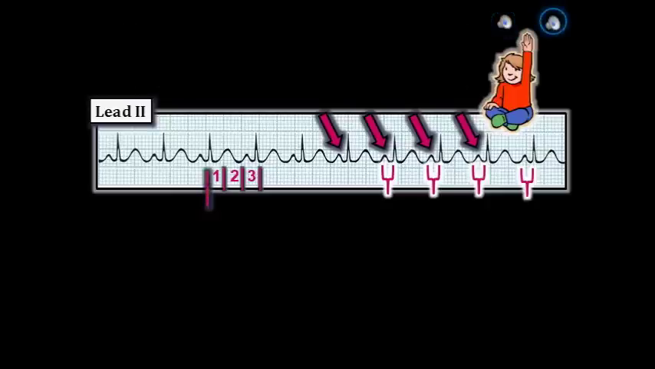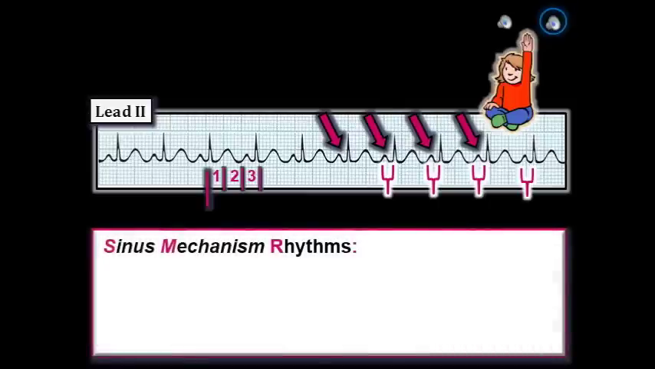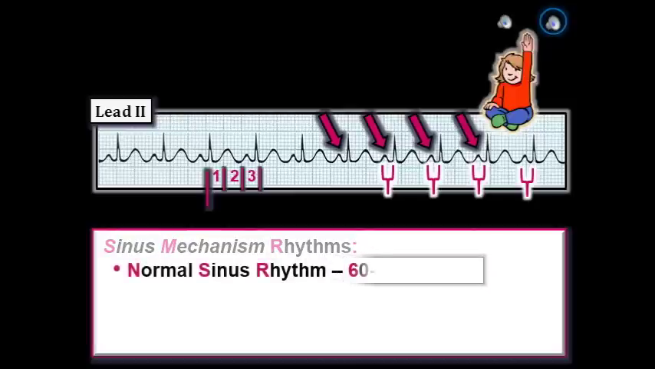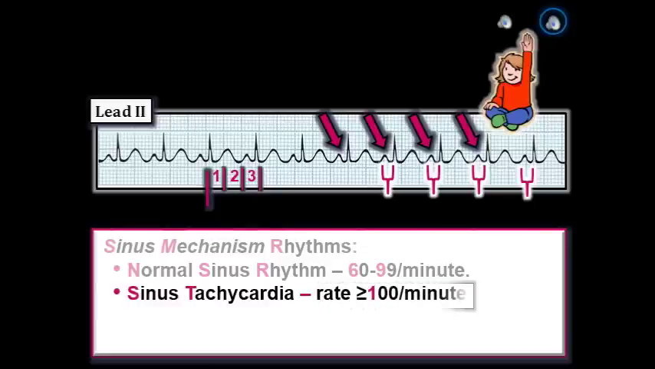Once we define the mechanism of the rhythm as being sinus by the finding of upright conducting P waves in lead 2, red arrows, the type of sinus mechanism rhythm is determined by the rate and regularity of the rhythm. Normal sinus rhythm has a rate between 60 to 99 beats per minute. Sinus tachycardia in adults is defined by a sinus rhythm with a rate of at least 100 per minute.